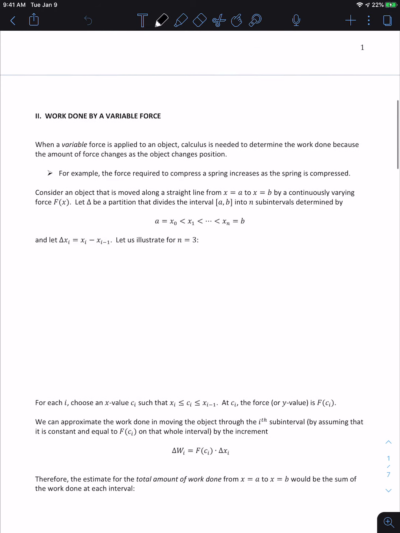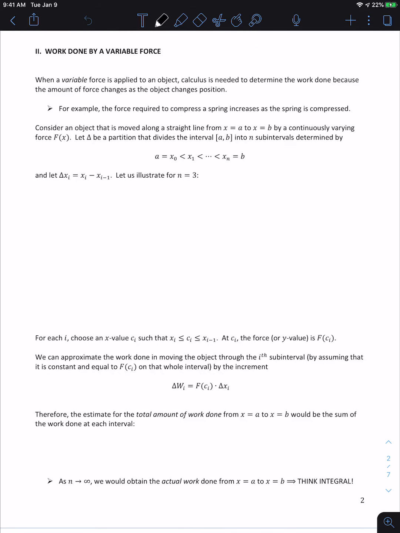All right, oftentimes force is going to be not constant, right? So when a variable force is applied to an object, I'll highlight variable here, calculus is needed to determine the work done because the amount of force changes as the object changes position, right? So for example, the force required to compress a spring increases as the spring is compressed, right? As it gets more compressed, it gets a little bit harder to push the spring together.